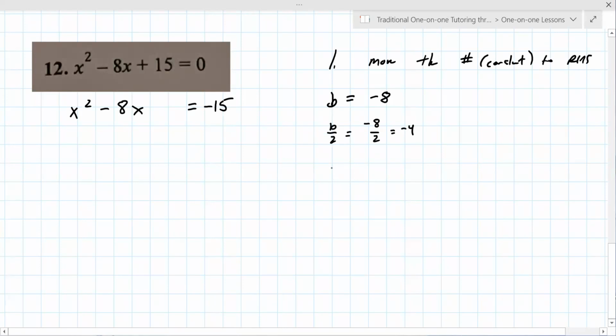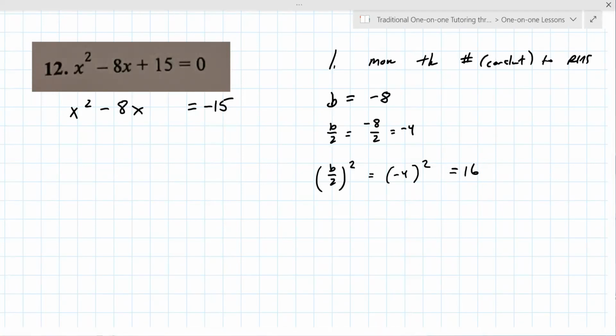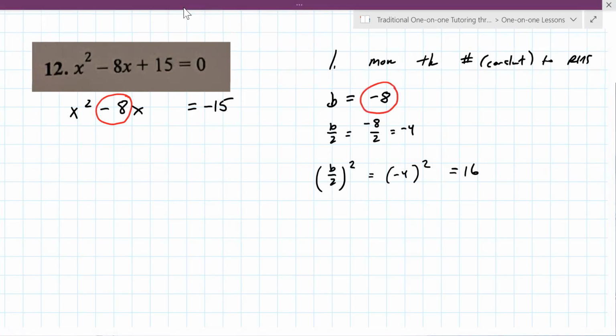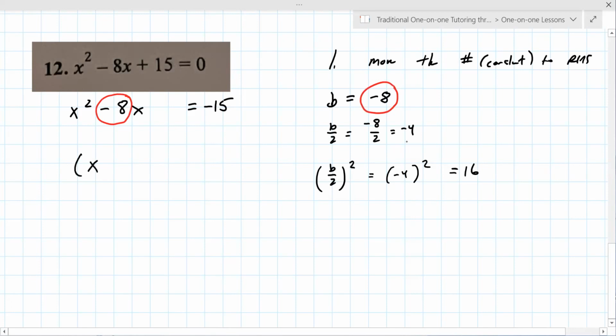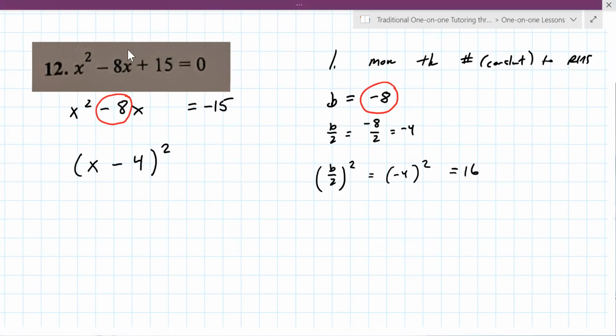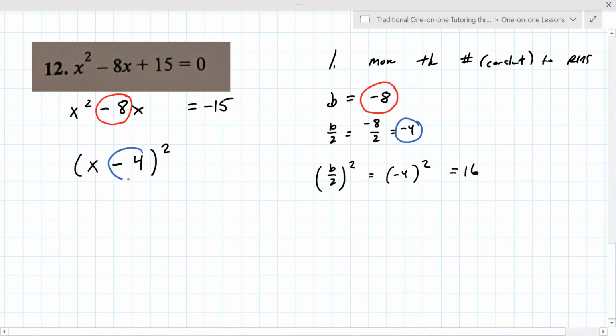And then the third thing we need is to square it. So we need the square of this number. Okay, that's -4 squared, which is 16. So we start with this b value, and every problem is going to be exactly the same. It's very much a recipe. Now the next step is you write x and then whatever number is here. So see how this is -4, this b over 2, x minus 4 squared. So I'll use some colors here. This number and this number are the same.